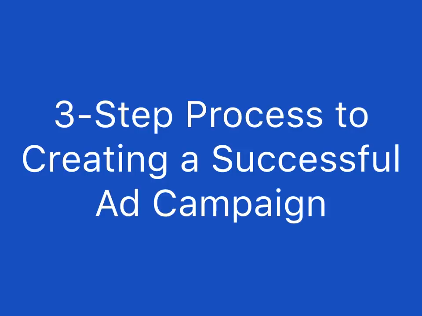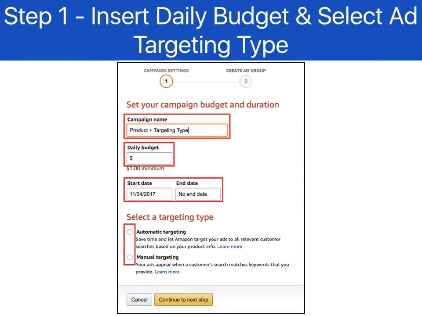And now I'll show you the 3-step process to creating a successful ad campaign. By now you should have a better understanding of how Amazon Sponsored Products ads work and all the nitty-gritty. Let's start implementing what you have learned to create a successful ad campaign. Now, step 1, firstly, is you need to insert your campaign name, and I suggest using the format product name alongside ad targeting type for ease of ad management. For instance, if you're selling fishing lures, then you can name it Fishing Lures Auto Targeting Campaign.